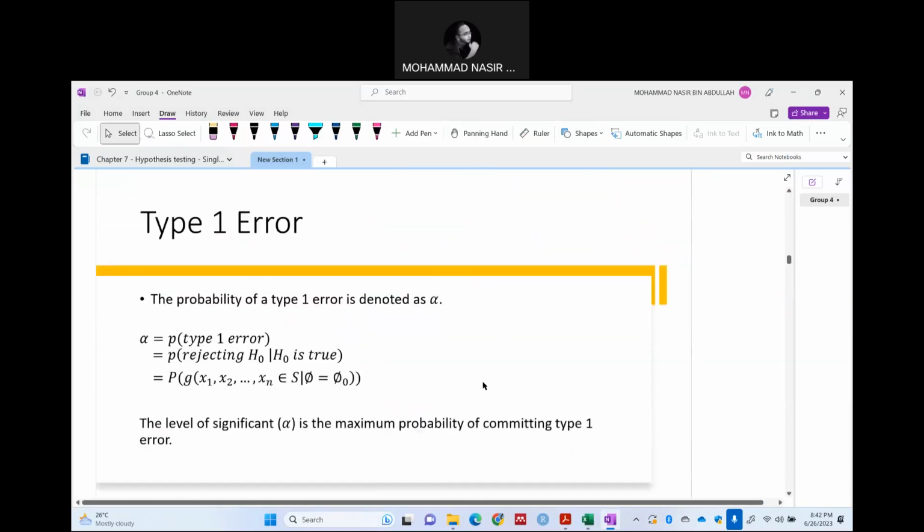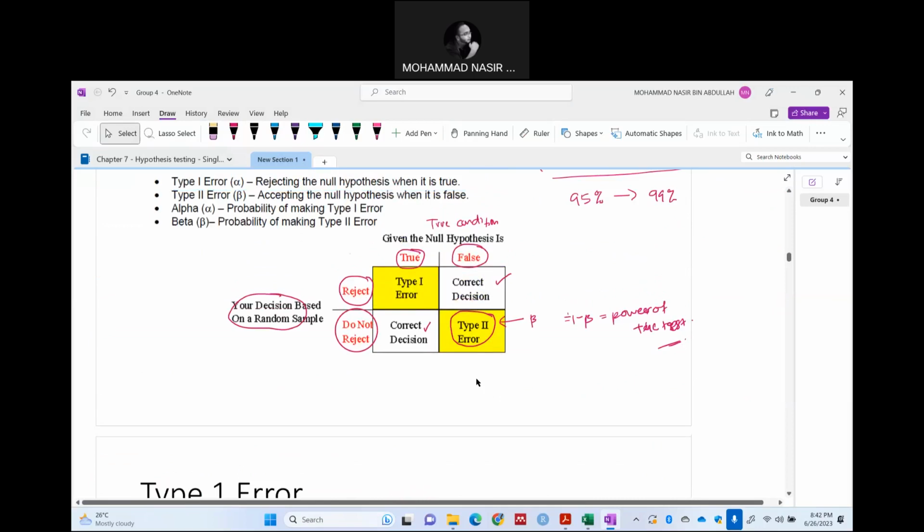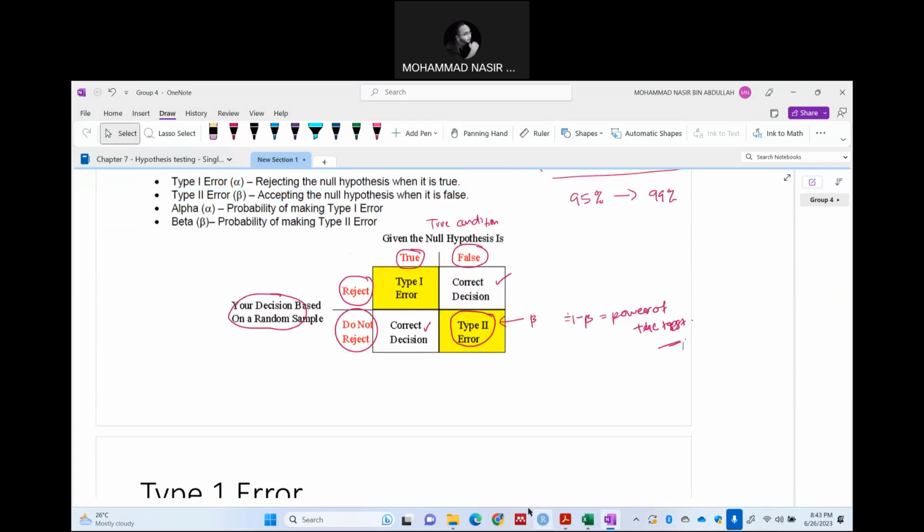So this is a formula to calculate the probability of type 1 error, but we're not going to go into detail on how to calculate type 1 error and type 2 error. We just need to understand what type 1 error and type 2 error are. Type 1 error means that we reject the null hypothesis, but the true condition is that the null hypothesis is true.